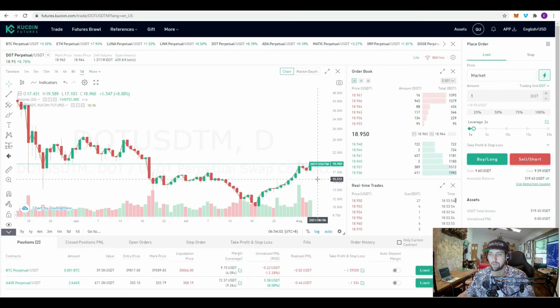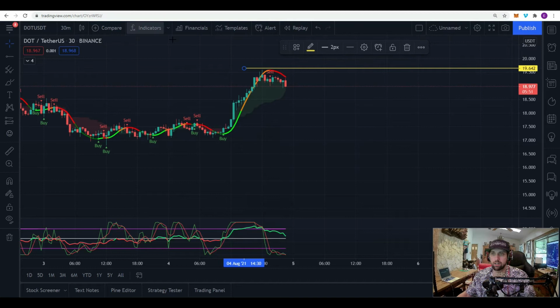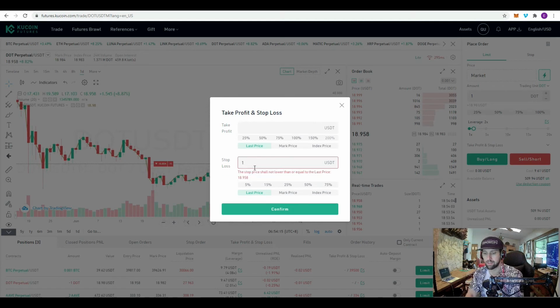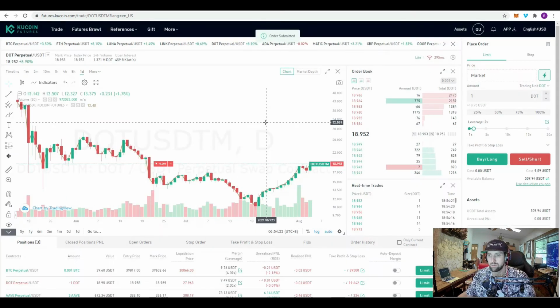Now I have my order in waiting for it to execute. We just got the execution on DOT. Now I can go back to my stock bot, see 19.642 is going to be my stop loss. Stop loss this at 19.642. You're only going to be risking 68 cents. Oh no, please don't lose that. All right, and now we have our stop loss here.